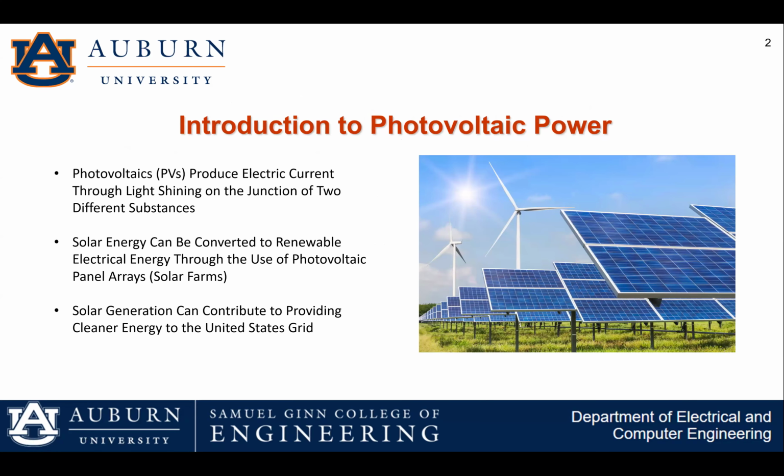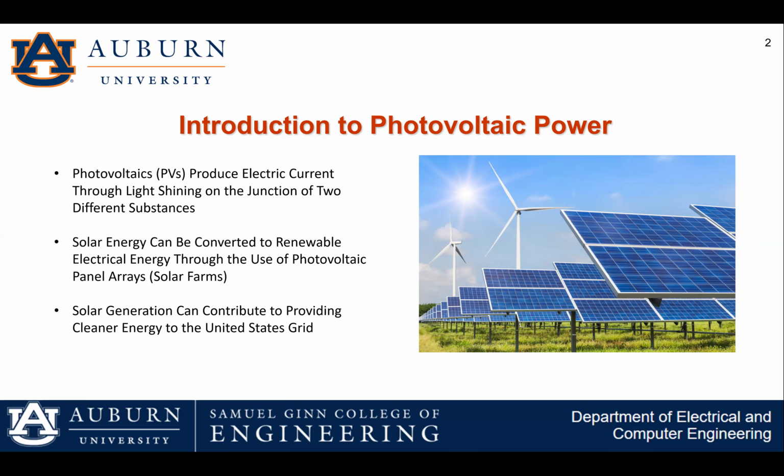Starting out, a quick introduction to photovoltaic power. Photovoltaics produce electric current through light shining on a PN junction. Like you remember from digital electronics, you have positively and negatively charged substrates, and in certain arrangements, when you shine light on it, it can create electrical current. We use this principle in solar arrays to generate electricity, which can be used to tie into the grid, power remote locations, or anywhere you need electric power.